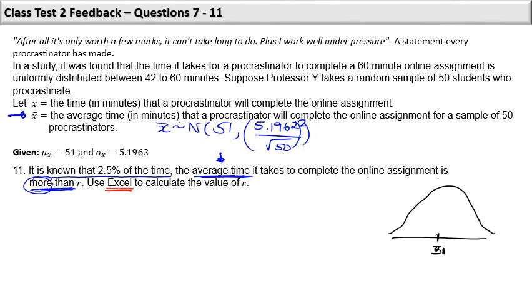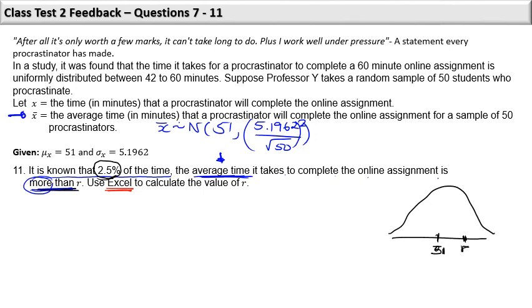Yes. So because I haven't gone to Z, I'm looking for the time, the average time. So it's X bar. So I'm dealing with X bar, and the mean is 51 there. And I'm saying to you, 2.5% of the times, this average time will be more than R. So I can't have R anywhere in the less than 51 region. So definitely R will be here.